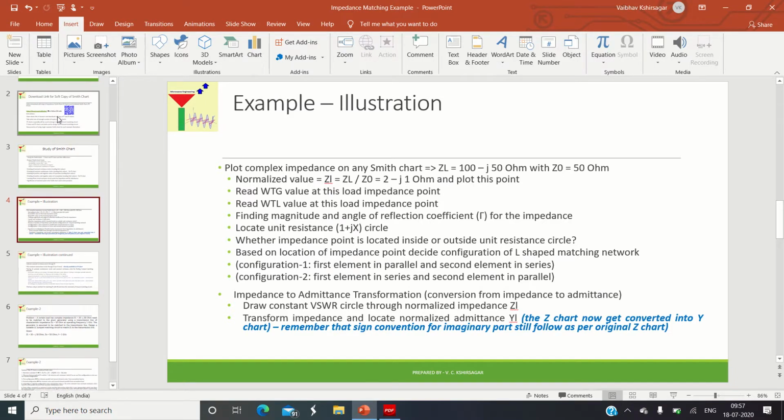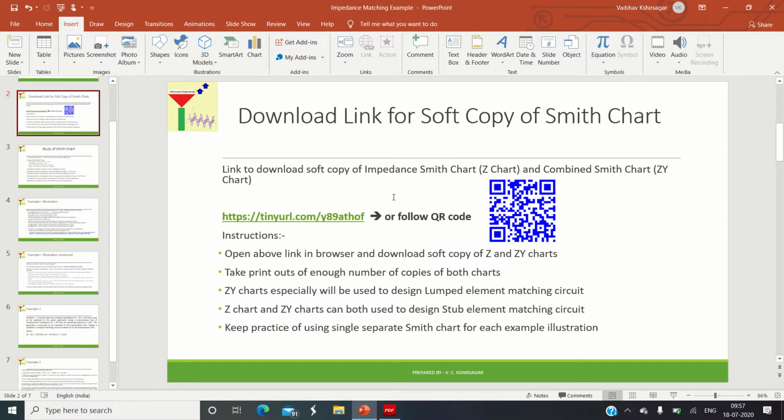So I request you, if you have not downloaded the soft copy of the Smith chart, you can go to this particular link or you can follow this QR code. It will directly open up a folder in which I uploaded the resources. From there you get the soft copies of your Smith chart. And as discussed last time, I will advise it will be better for you to take the hard copy printouts and make use of ruler, scale, pencil and compass.